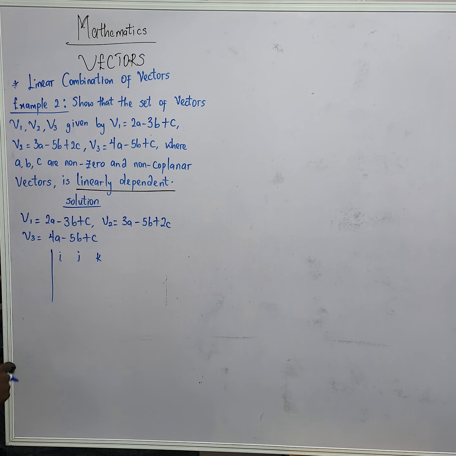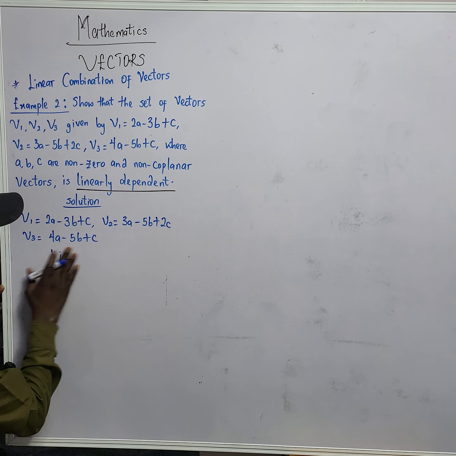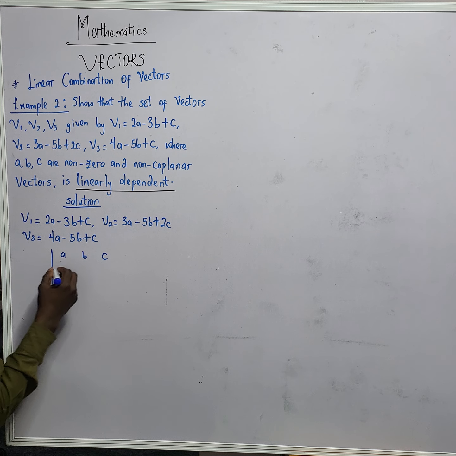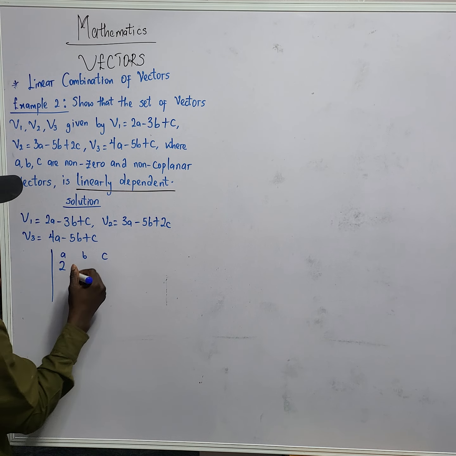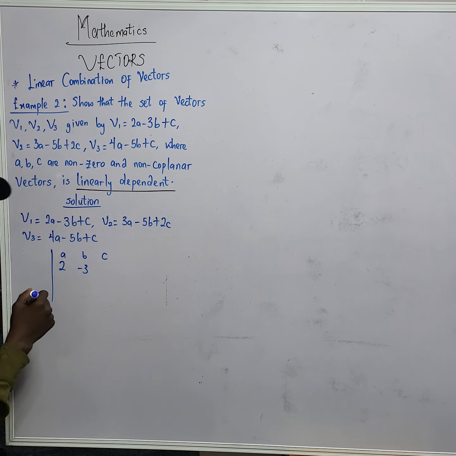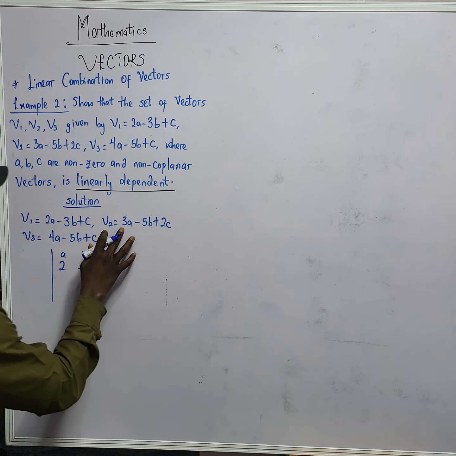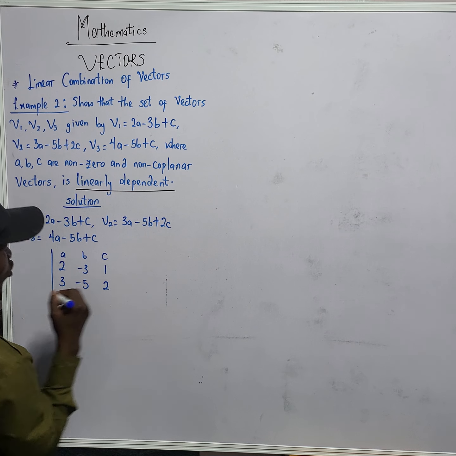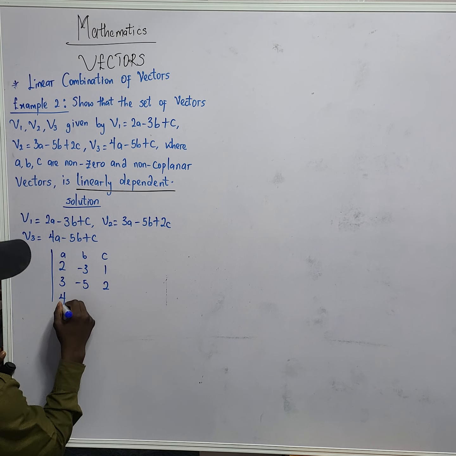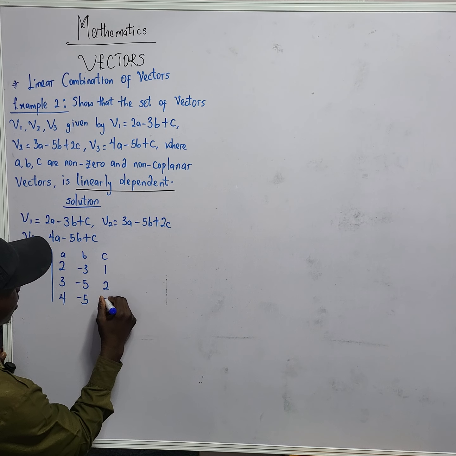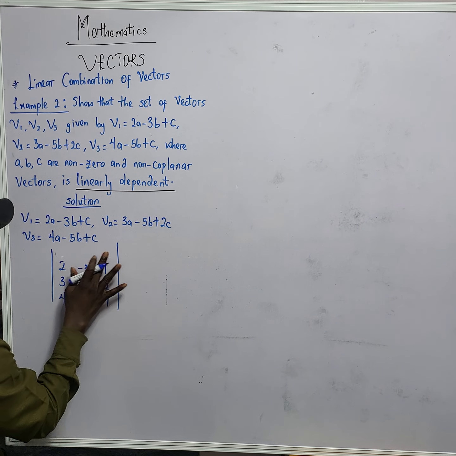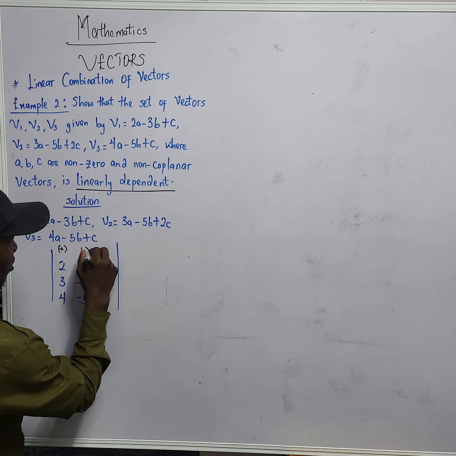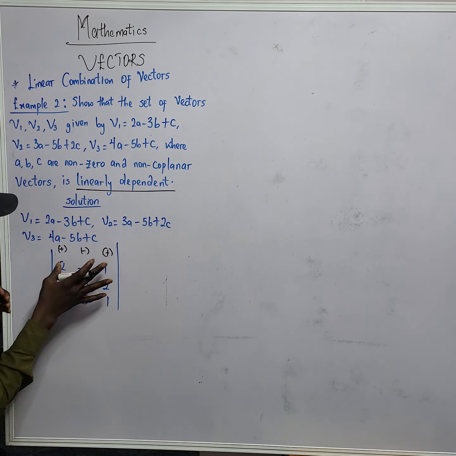Let me write it so you will not get confused. A, b, c. What is the value for a for v1? We have 2. The value for b for v1 is minus 3. Don't forget you take it with the sign. The value for c is 1. Then for v2, a is 3, b is minus 5, c is 2. Then v3, a is 4, b is minus 5, c is 1. So this is everything. Don't forget to put plus, minus, plus. You don't need to write it very big, just small.